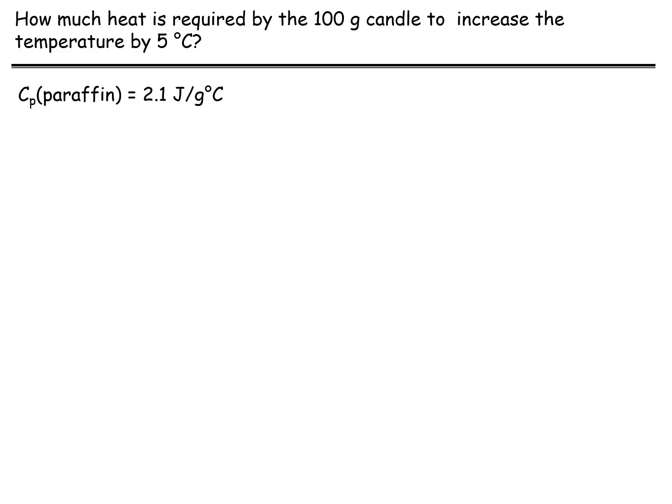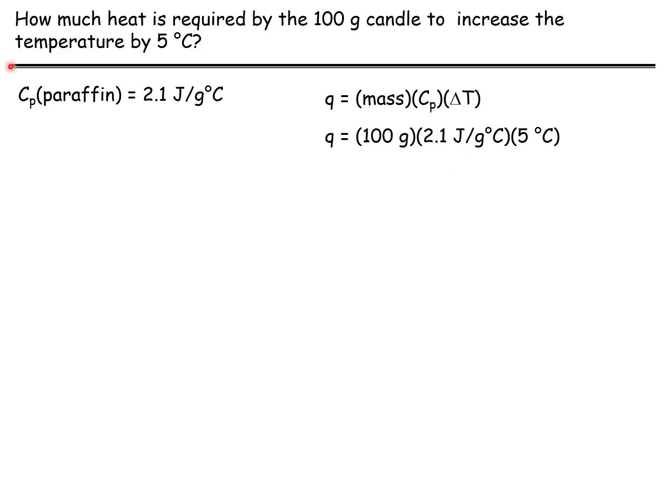So now we're going to look at how to calculate how much heat would be required. As I often tell my students, life isn't worth living unless you can do some math. So here we know that our heat capacity for paraffin is 2.1 joules per gram degree C. The equation that you use is given here. It's Q is equal to the mass of the object times its specific heat capacity times temperature change.